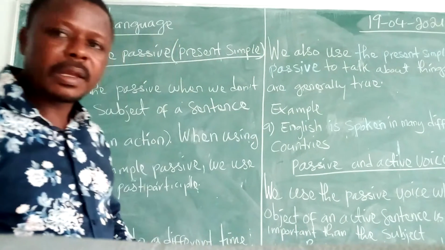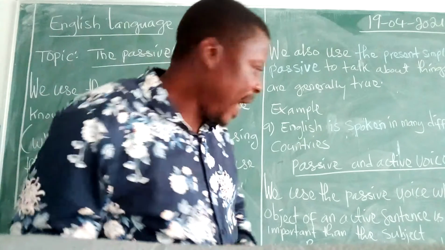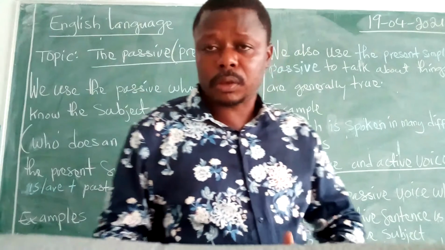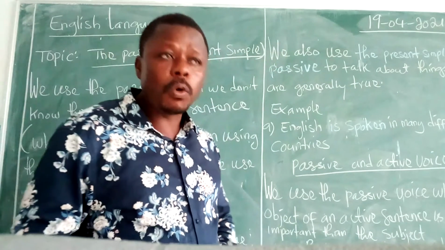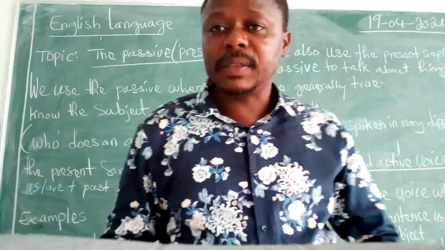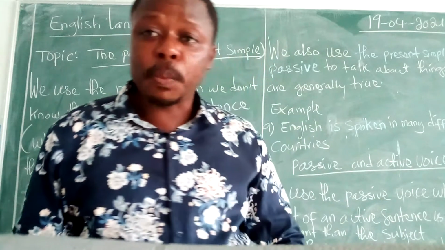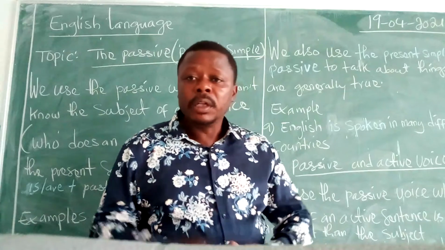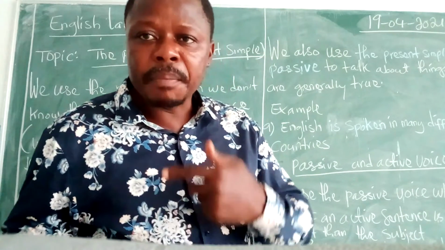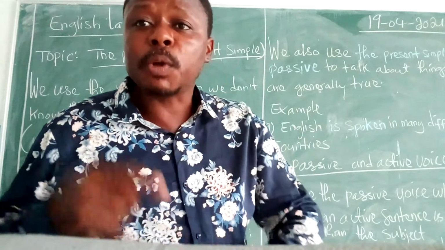So let us see using the passive and the active voice. You remember when we first saw this topic, I told you that for you to change from active voice to passive voice, or active sentence to passive sentence, the subject of the active sentence becomes the predicate, and the predicate becomes an object, and the object becomes the subject.